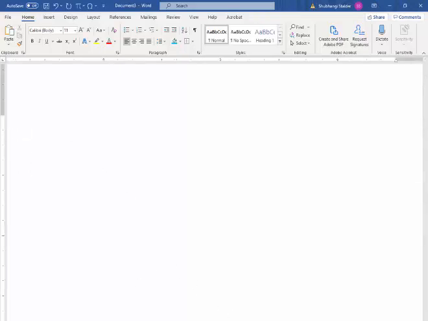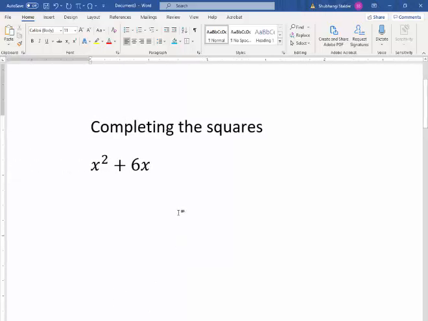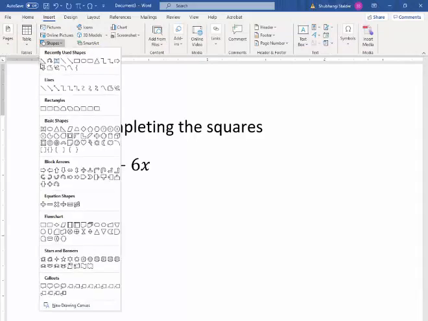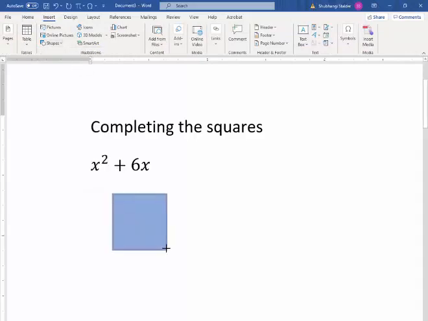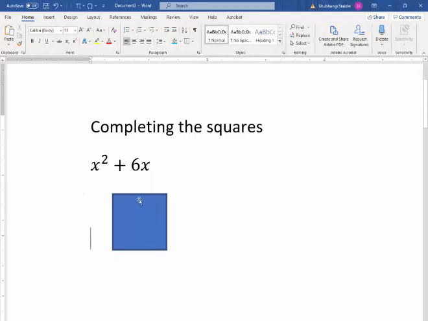So what I want you to look at, if you look at x squared, if you wanted to visualize it, you can visualize it as a square. Why is that a square? Because x times x is x squared. Can you see that? Yeah. So the area of this square is x squared plus 6x's.